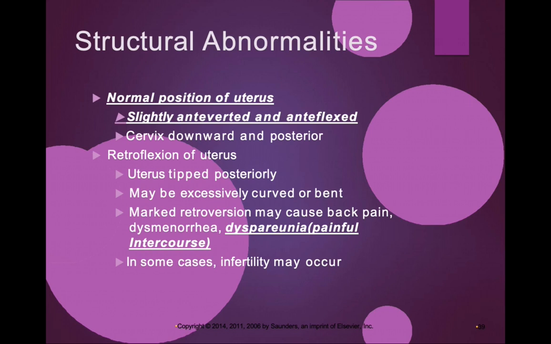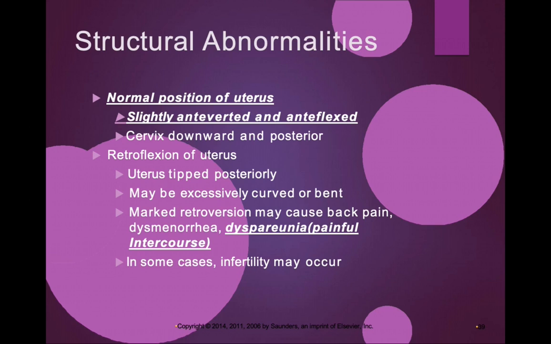Okay, so let's take a look at the normal positioning of the uterus. And what's important here is we'll see, based on the picture above that I had shown you before, that the uterus is slightly anteverted and anteflexed, and the cervix is downward and posterior. Okay. When there's retroflexion of the uterus, right, the uterus is tipped posteriorly, it may be excessively curved or bent, and that marked retroversion can cause back pain. It can also cause dysmenorrhea. That is a painful menstrual cycle.